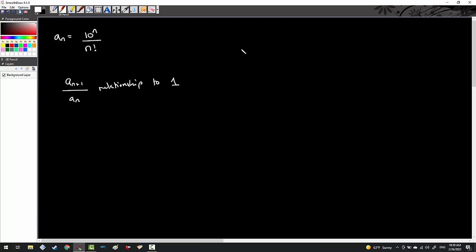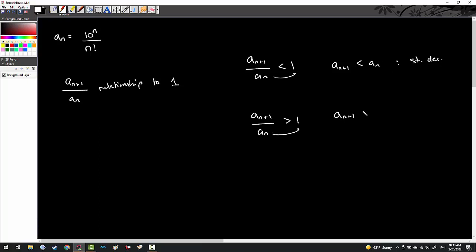And in this case, we know that if we have a sub n plus 1 over a sub n less than 1, versus a sub n plus 1 over a sub n greater than 1, well, we can cross multiply this over because in this case, all terms are considered positive, right? So there's no risk of flipping the inequality. We can say then that a sub n plus 1 is less than a sub n, meaning we have a strictly decreasing sequence. And a sub n plus 1 would be greater than a sub n if we had a ratio that was greater than 1, which would be a strictly increasing sequence.